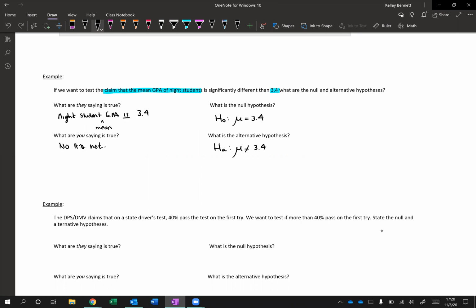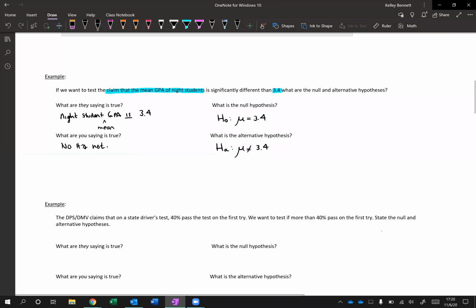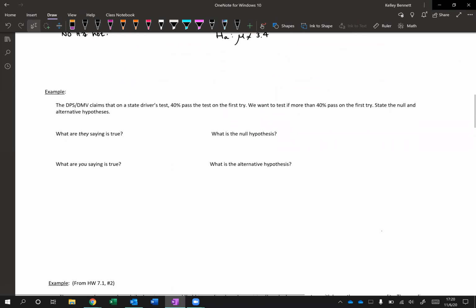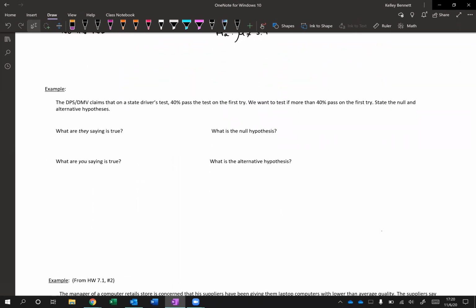All right, let's do another example of null and alternative hypotheses. The DPS or DMV, depending on where you're from, claims that on a state driver's test, 40% pass the test on the first try. We want to test to see if more than 40% pass on the first try. So this is a little bit different because now we're talking about proportion. In the previous examples, it has all been about the mean, mu. So now we're talking about proportion.